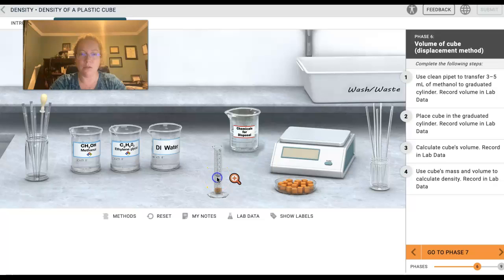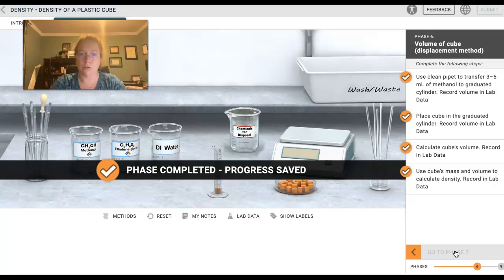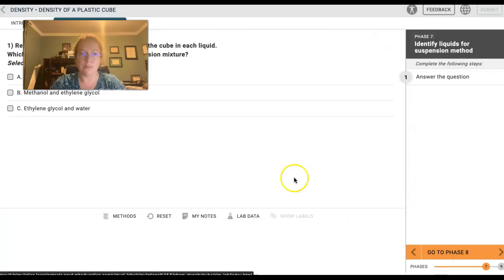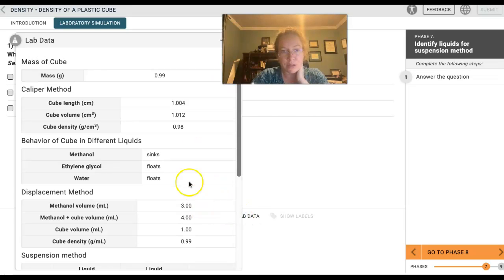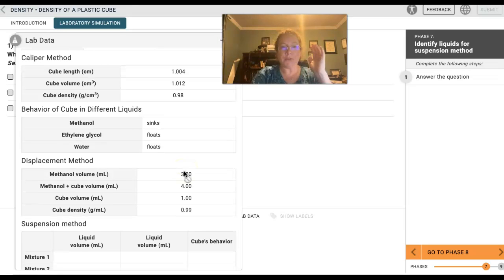Now, the next step, let's zoom out. It's not responding again. All right, let's just go to the next phase. We don't have to clean that up. And the question asks, review your observations, behavior of the cube in each liquid. Which liquids can you use to make your suspension mixture? So let's look. Remember, for this experiment, the only one that it sank in was methanol. The other two it floats in.